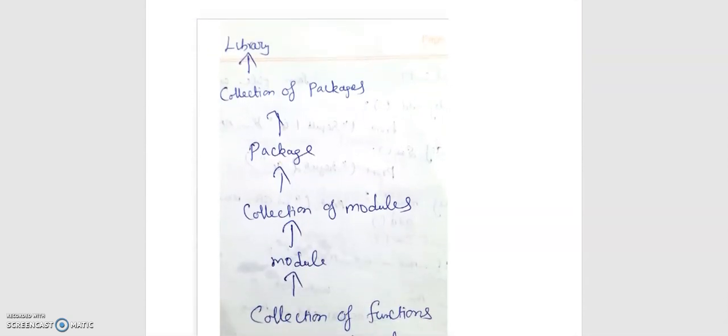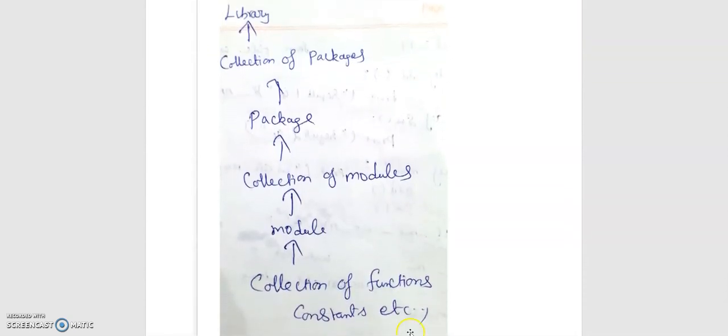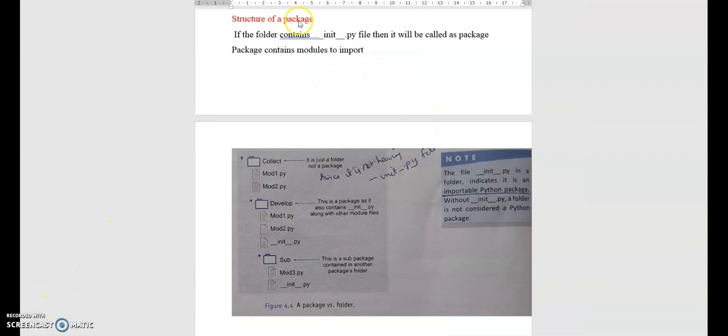Then we are moving to the next topic, so you already know: a collection of functions and constants makes a module, a collection of modules makes a package, and a collection of sub packages and packages makes a library. So a library is a collection of packages. Regarding the structure of a package, if the folder contains the __init__.py file, which is an empty file, then it will be called a package.